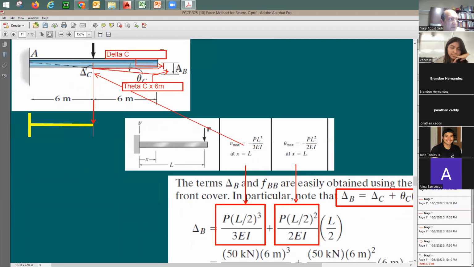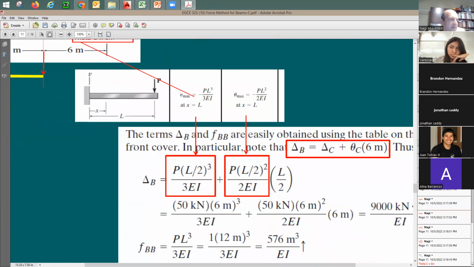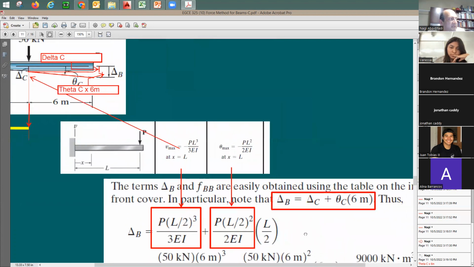So I'm gonna say total deflection of point B due to this 50 kilonewton at the midspan is gonna be equal to the following. I'm gonna say two components. Here's the first component, delta C, plus the second component due to rotation. Okay, let me look at this. It says here delta B, the total deflection at the end of the cantilever, is gonna be equal to delta C, the displacement in the middle, which is this deflection, plus theta at C times 6 meters, this distance here.